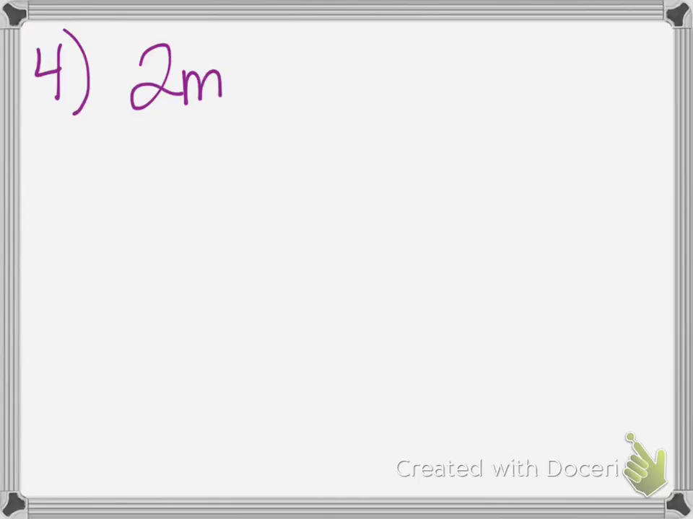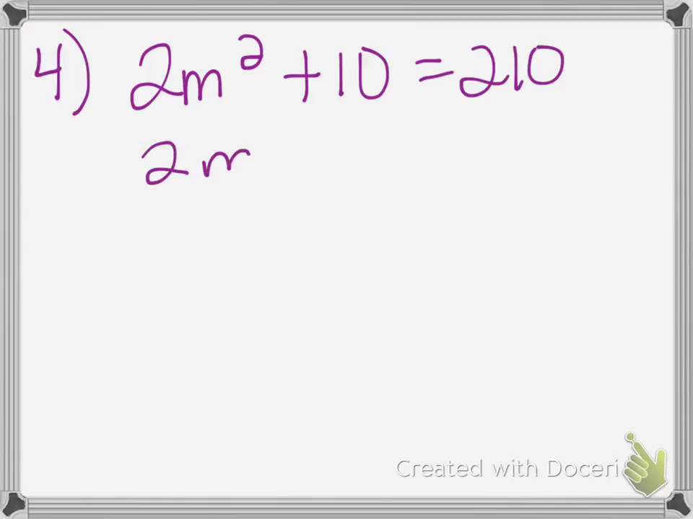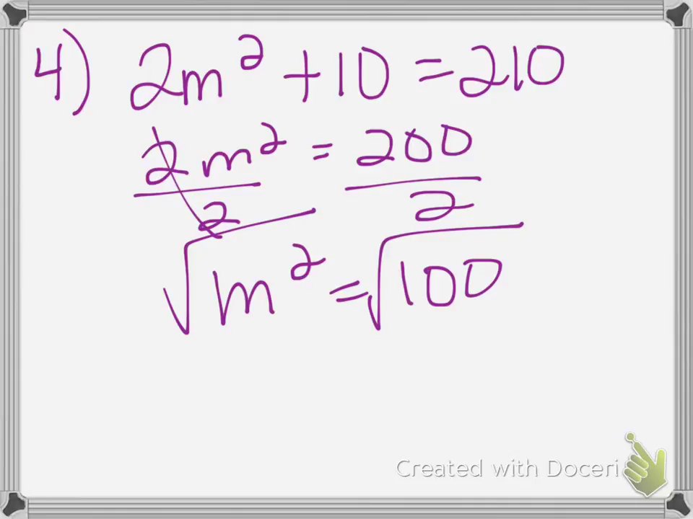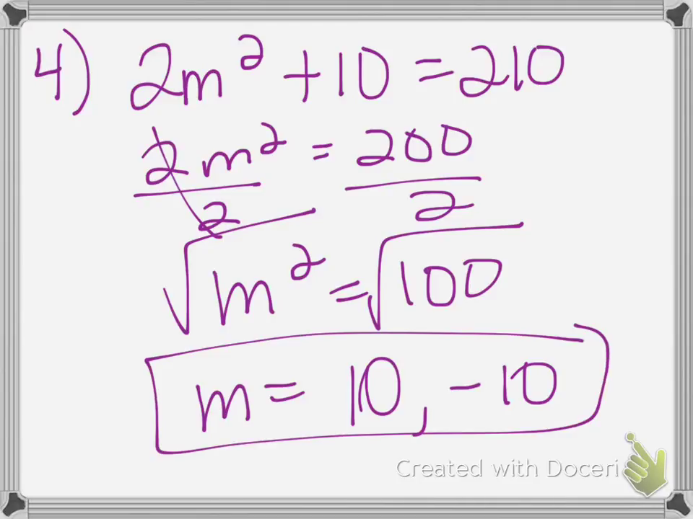Number 4, I have 2m squared plus 10 equals 210. So here I'm going to subtract 10 from both sides, so I get 2m squared equals 200. And then I'm going to divide both sides by 2, because I need to get my variable squared alone. I need that isolated. Now I'm going to do the inverse of squaring, which is square rooting. Square root of 100, easy peasy lemon squeezy. So I get 10 and negative 10. So don't forget for all of these, it's the positive and negative of it.